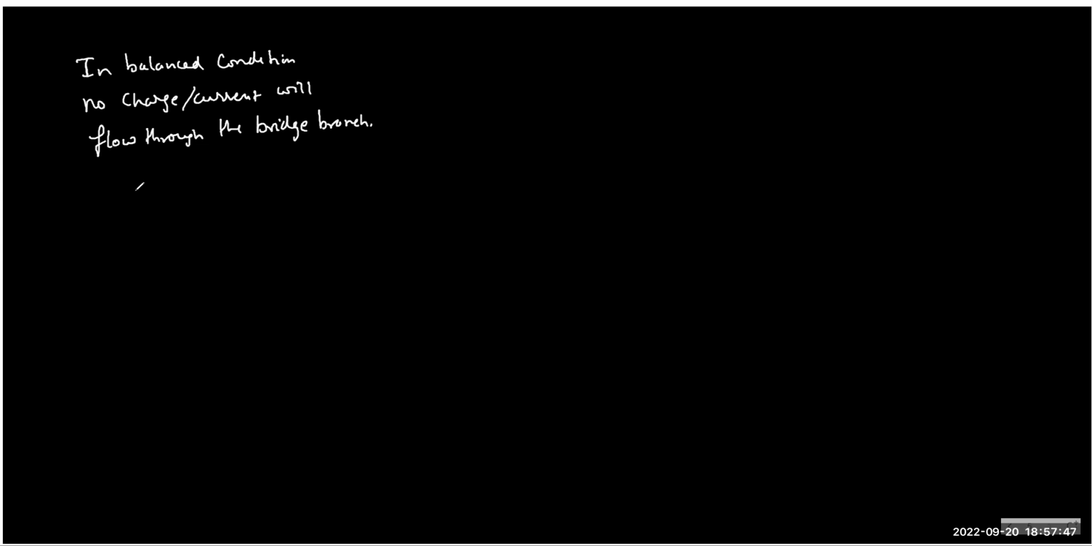So in balance condition, no charge current will flow through the bridge branch, hence it should be omitted before reducing the circuit. I hope this is clear.